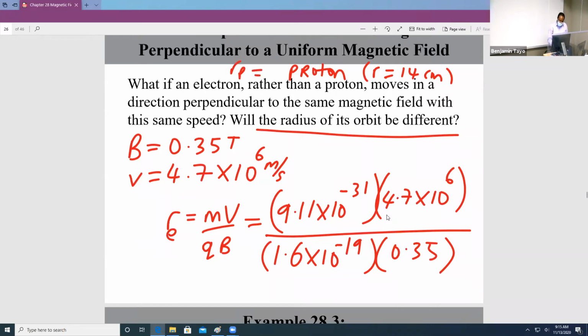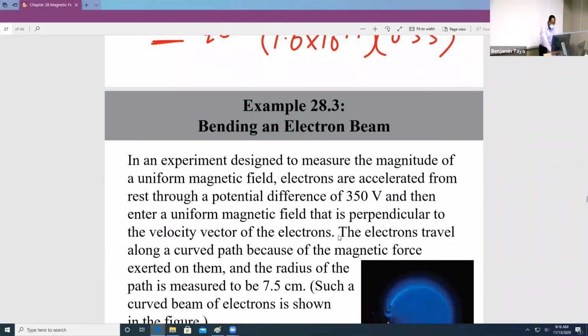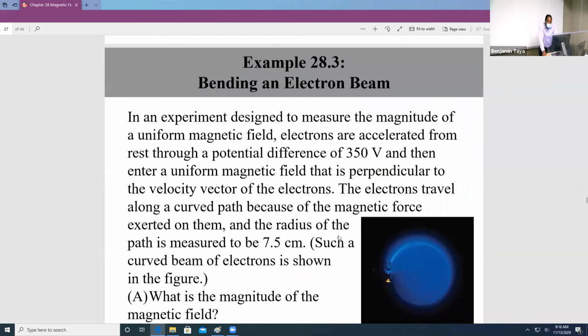So if you do this calculation here, then you want to compare this value to that value right there. All right. So for the sake of time, I'm not going to do that calculation, but you guys can plug in those numbers and try to see, is it going to be greater than 14 centimeters or less than 14 centimeters? Okay. All right, so let's look at this second example here. And this is example number 28.3.